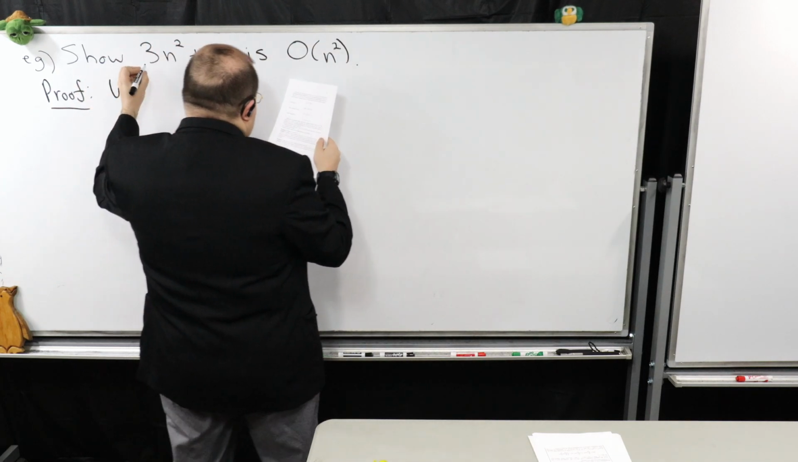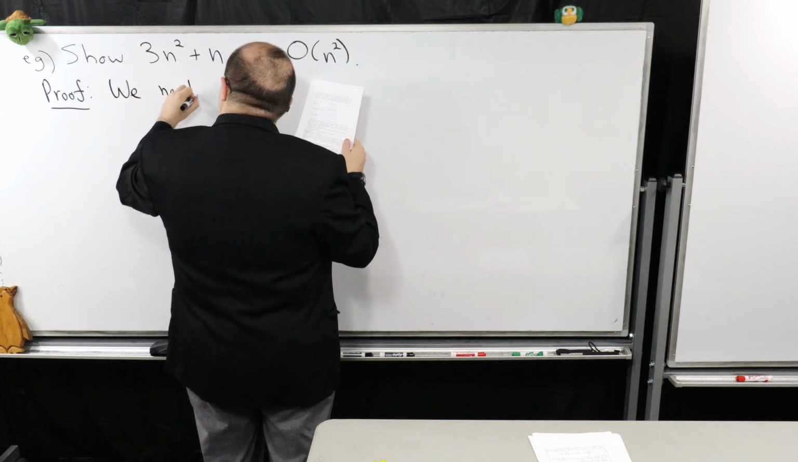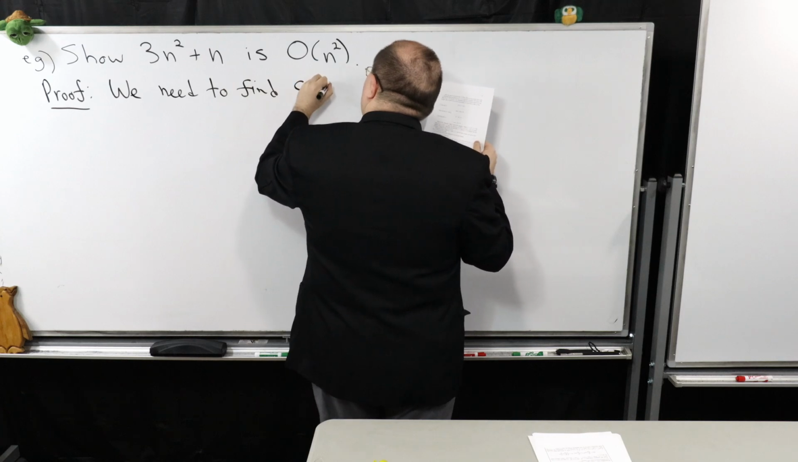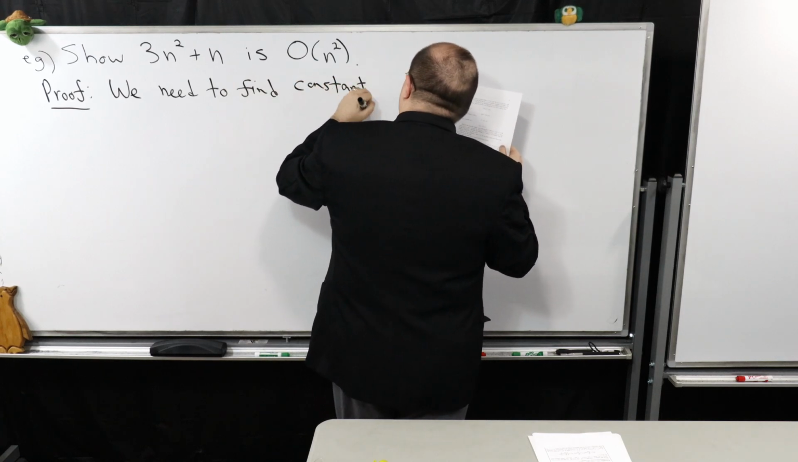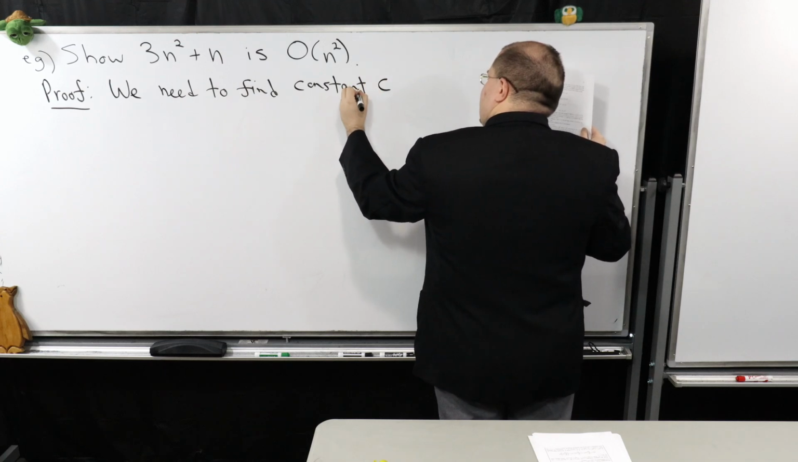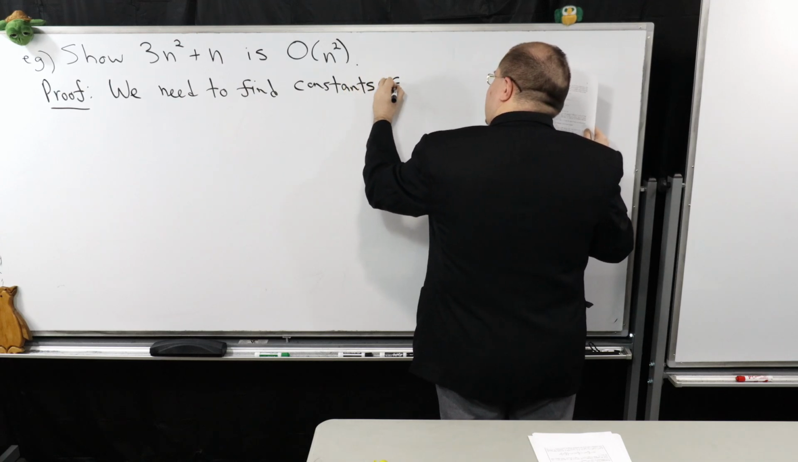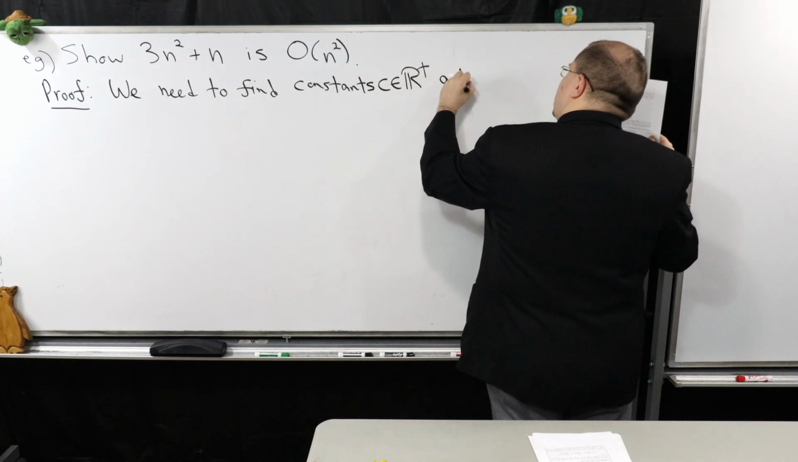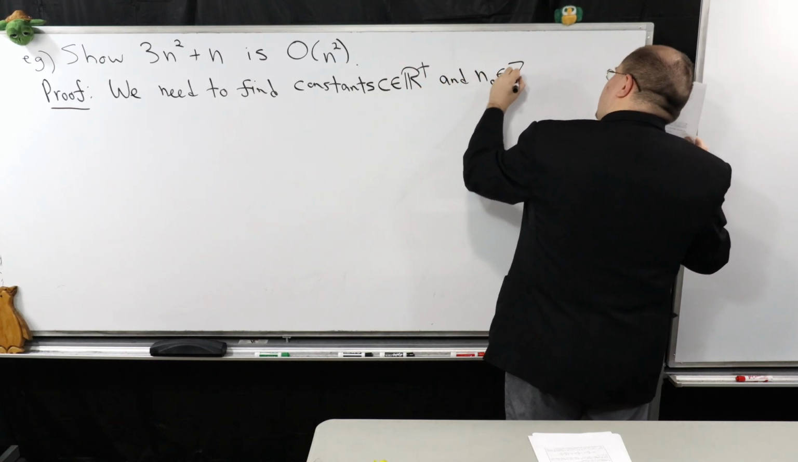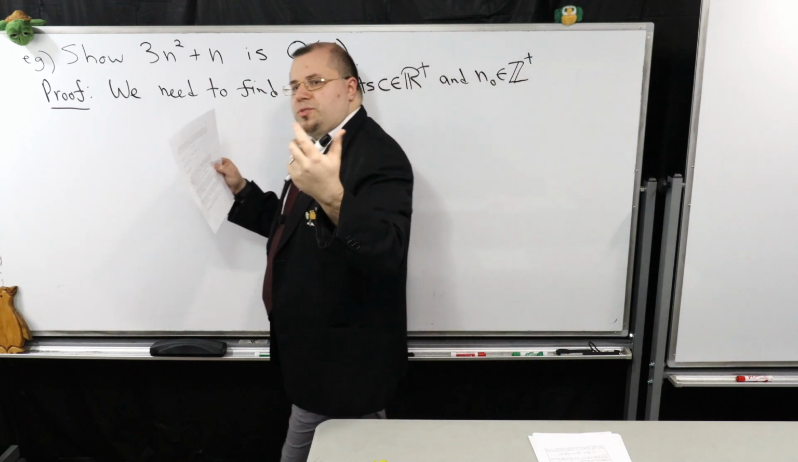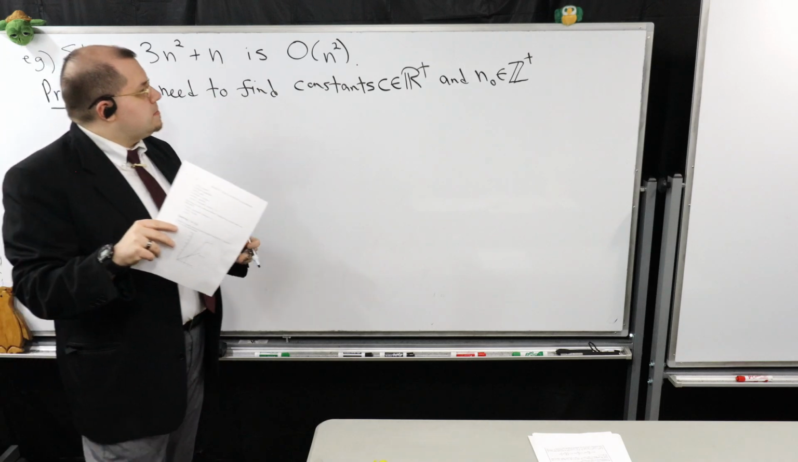So we need to find constants. Remember, we have to find these two constants. We need to find constant C, which is a positive real number, and N0, which is a positive integer. Remember, positive integers start at 1 and go 1, 2, 3, 4, 5, 6, all the way up.